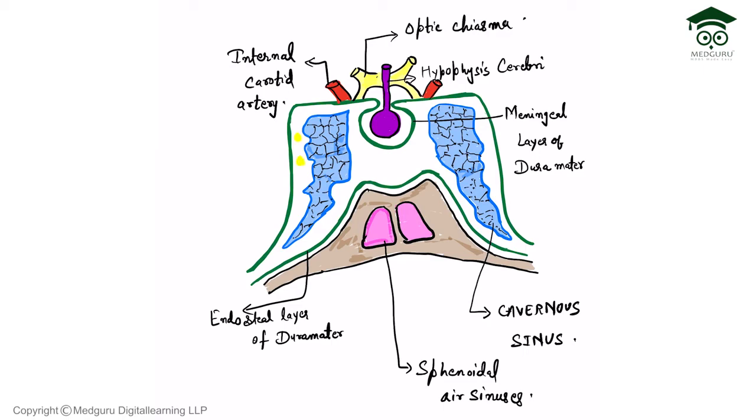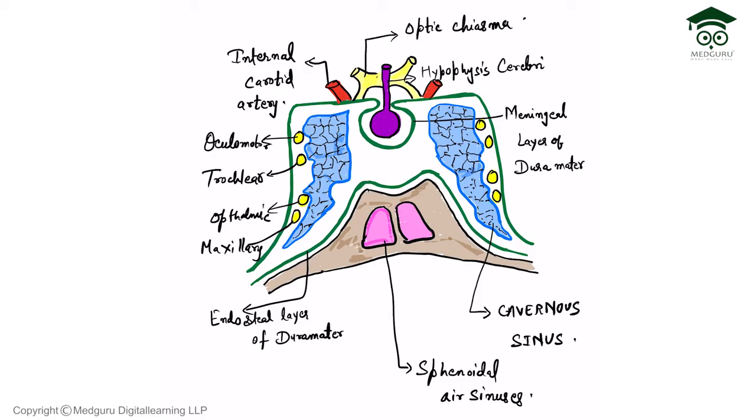Now coming to the lateral relations. In the lateral wall of the cavernous sinus we have 4 nerves, 4 yellow colored dots. Just mark 4 yellow colored dots for the 4 nerves. Starting from superior to inferior, it is oculomotor nerve, trochlear nerve, ophthalmic nerve, and maxillary nerve. Once more, the oculomotor nerve is the 3rd cranial nerve, the trochlear nerve is the 4th cranial nerve, and the ophthalmic and maxillary are both divisions of the trigeminal, or 5th cranial nerve.